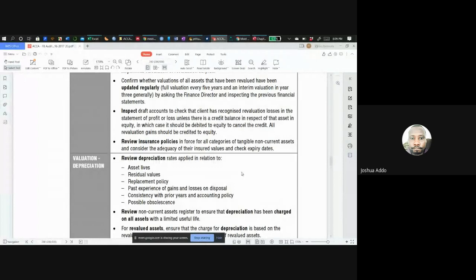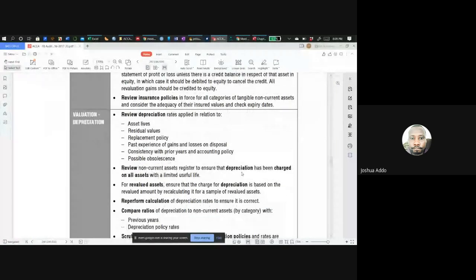Valuation in terms of depreciation. Review depreciation rates applied in relation to assets' lives, residual values, replacement policy, past experience of gains and losses on disposal, consistency with prior years and accounting policy, possible obsolescence. So you just have to peruse the whole depreciation policy. You may do a lot of re-performance or recalculation in this area. From their own document, they say the useful life of the asset is this, this is the scrap value, and this is the cost of the item. These things give you what the depreciation figure will be, based on whether they are using the straight line method or reducing balance or some other method.